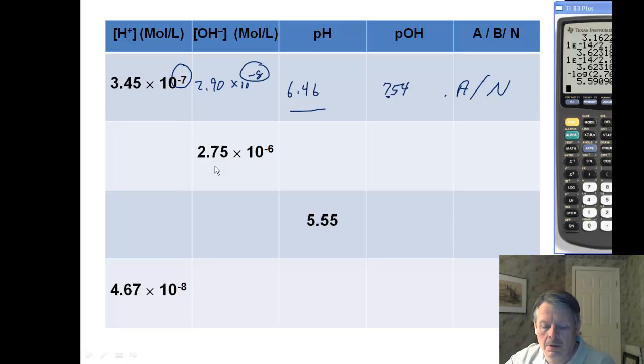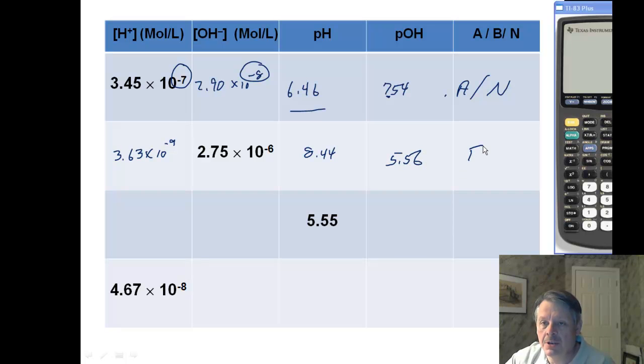All right, let's look at this one, which is 2.75 times 10 to the minus 6. That means this is going to be 3.63 times 10 to the minus 9th. That means this is 8.44. 8.44 is going to be basic. 5.56 is your pOH, so that's a base.